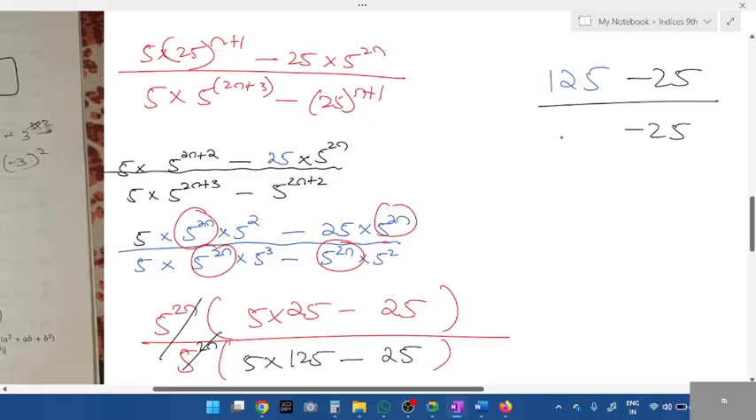Hmm. 4 or 625? 125 minus 25 is 100. 100 divided by 600. What's the answer? 1 by 6 is the answer.